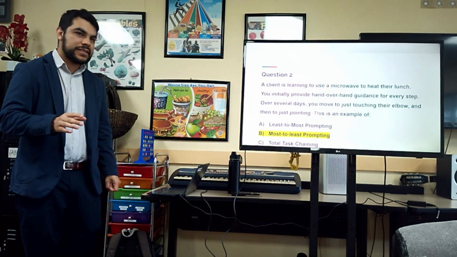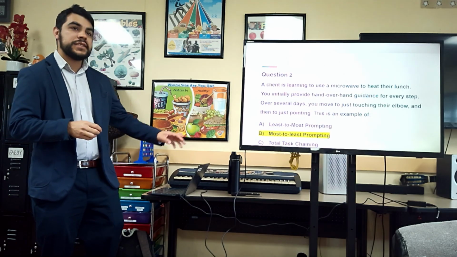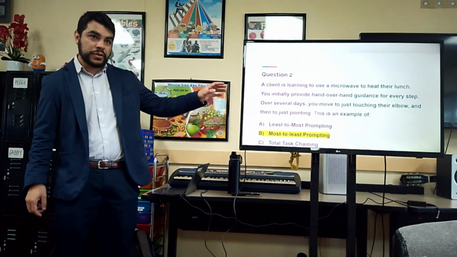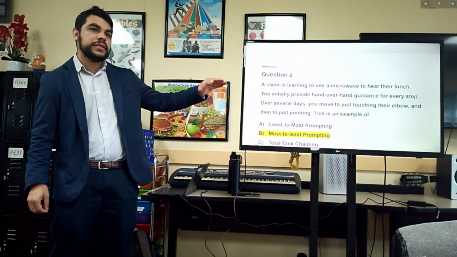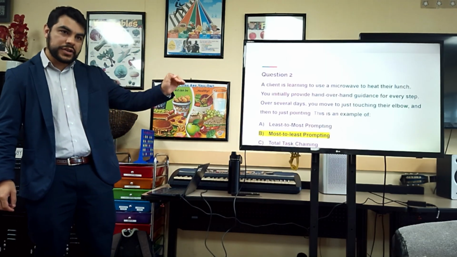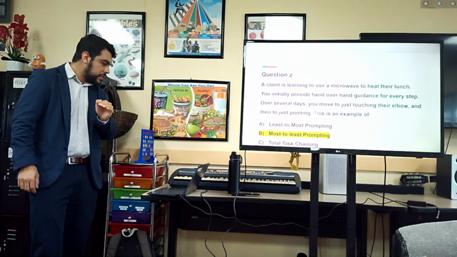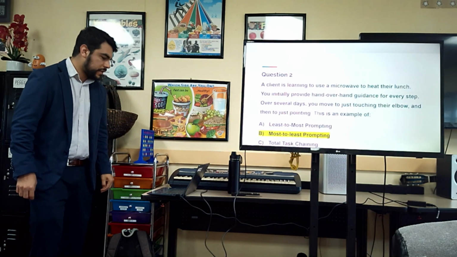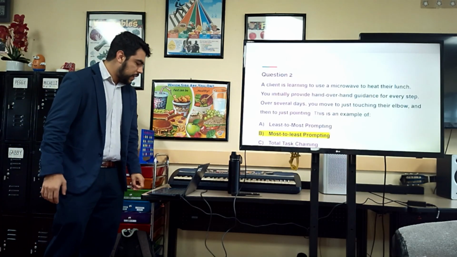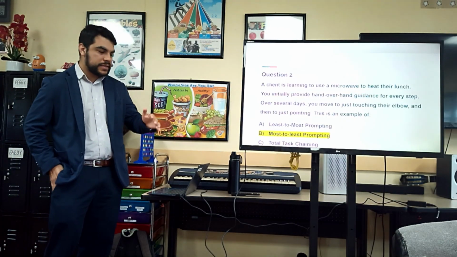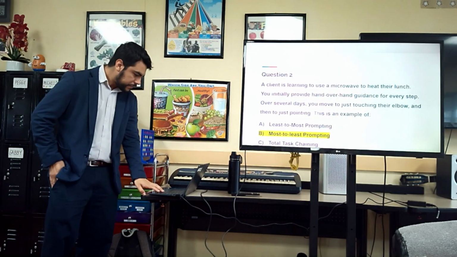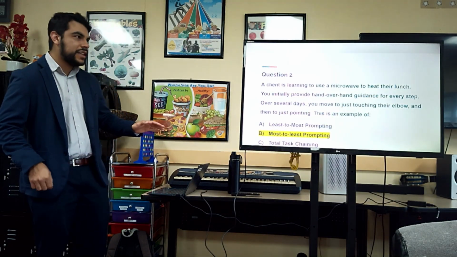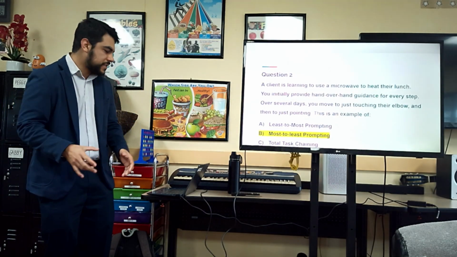Yes, it is most to least. Most to least prompt. Yes, because we're starting with something that is most intrusive, that being the full physical prompt, and then that gets faded to a partial, then to, I believe, the pointing, which is just a gesture. At that point, it is the least intrusive prompt. Total task chaining involves prompting throughout the process.